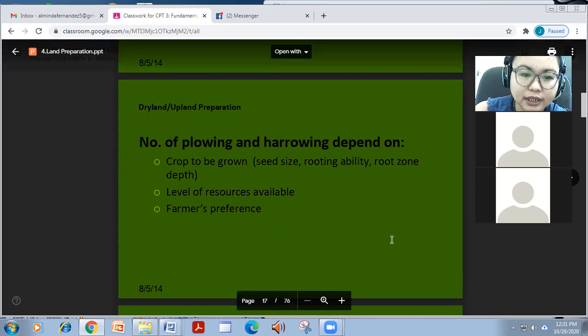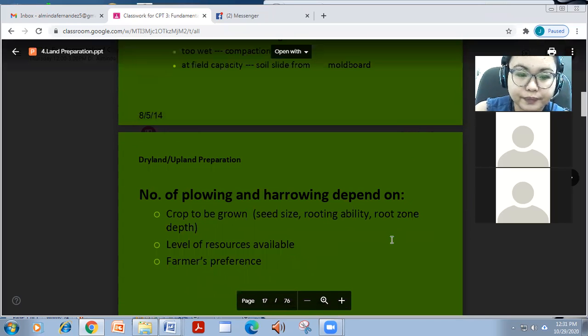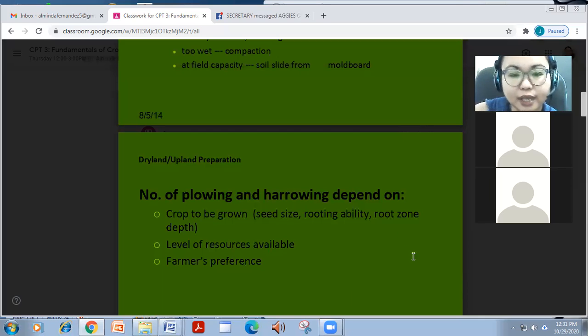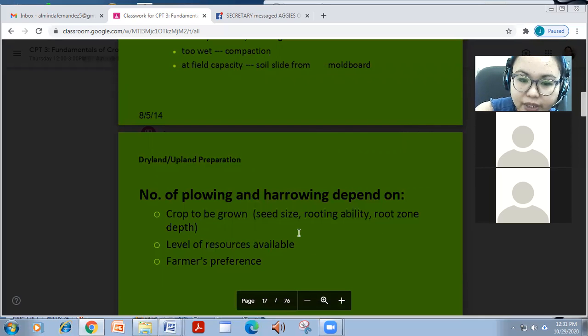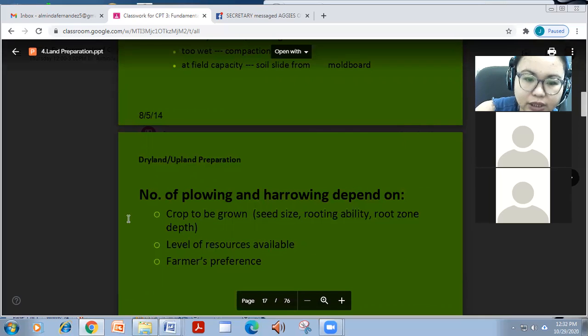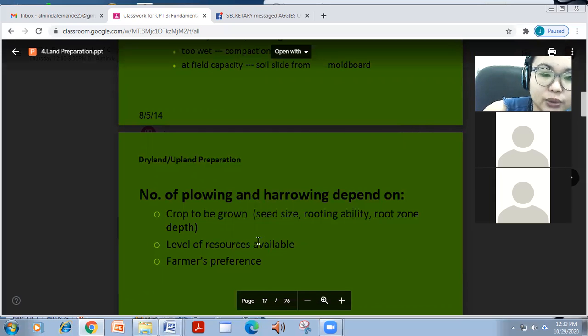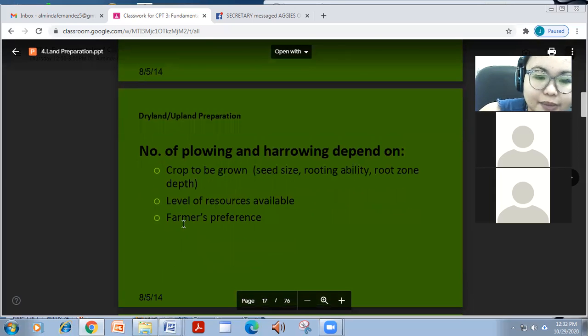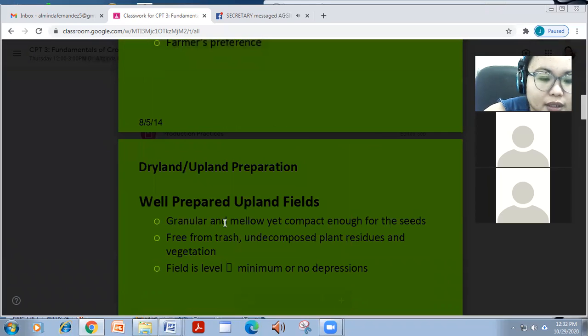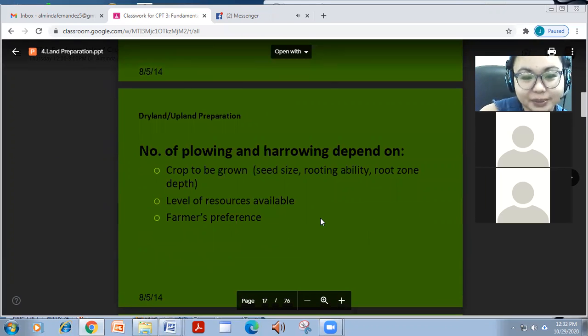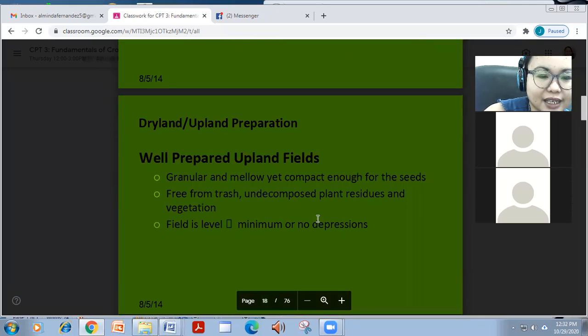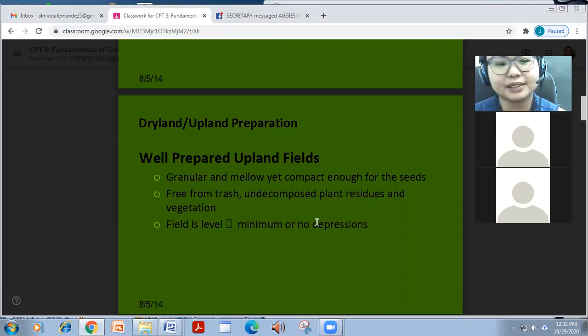So then the number of plowing and harrowing also. So kanina meron yung 2 times, 1 time ang plowing, then twice ang harrowing. So it will actually depend on the type of crops to be grown. Depende sa seed size, the rooting ability, and root zone, and the level of resources available, and also farmer's preference. It's not really based on farmer's experience.